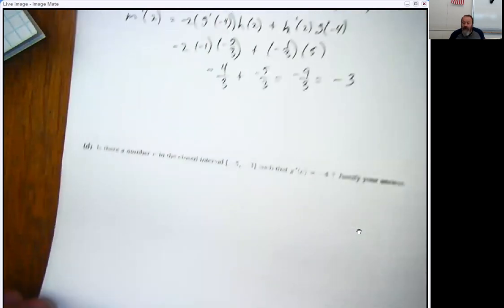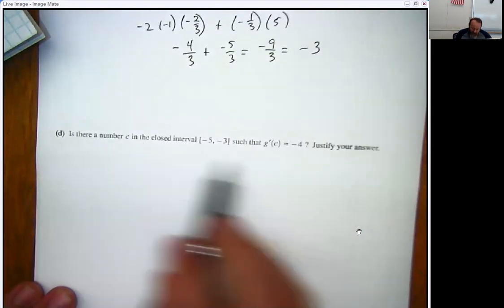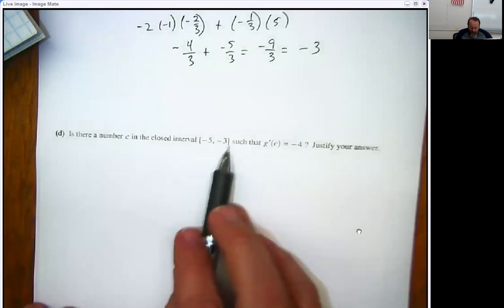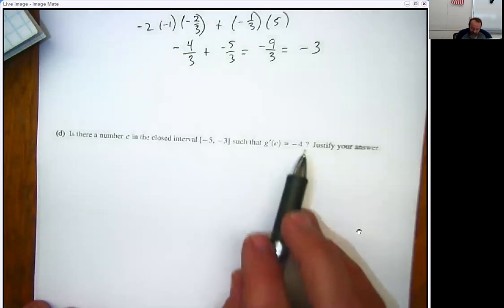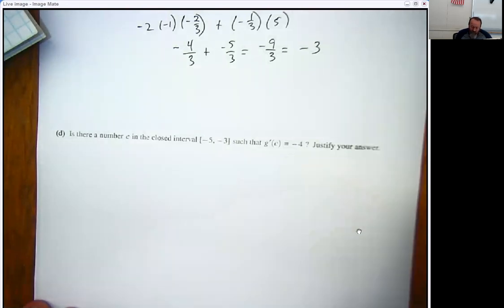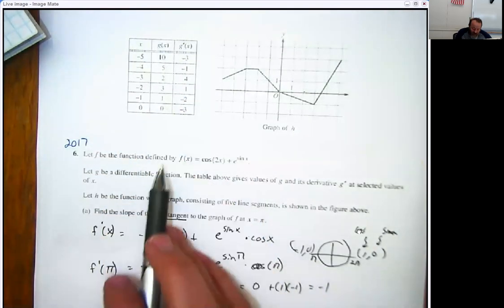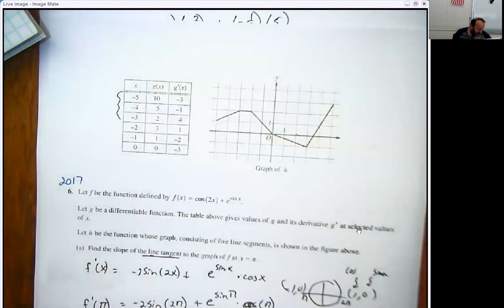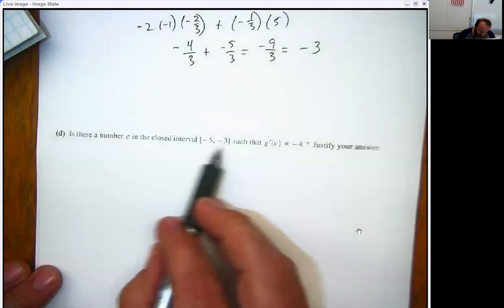And now we're finally on to the last portion of this beast, and that is, is there some value where the slope has to be -4? Well, they kind of are giving you a little bit of a hint, and they're saying, is there somewhere where this thing has to have a slope of -4? And they're referring to g, and we don't know much about g other than the fact that it is a differentiable function. And so they're asking us to look back from -5 to -3 right here. And so what I'm going to do is say, well, what is the slope on here?